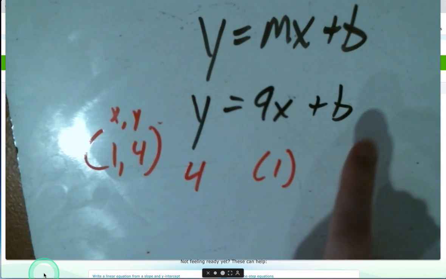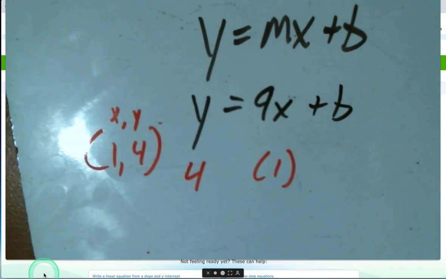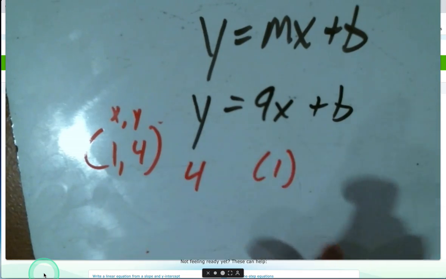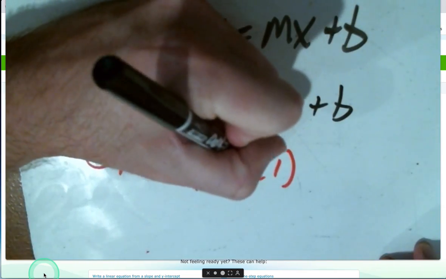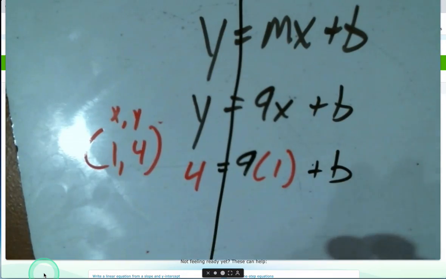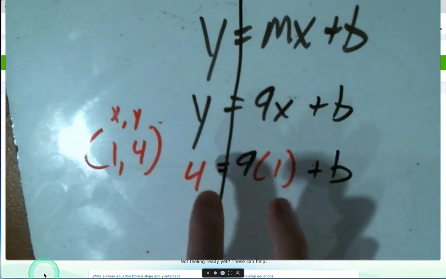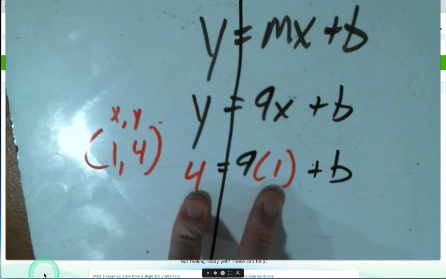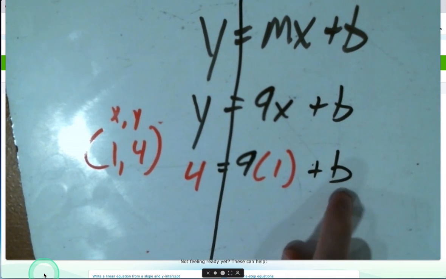In short, if this equation is going to be true for every point on this line, then when y is 4 and x is 1, this equation better work. And what happened there is we've just replaced the y and the x with numbers, one of the ordered pairs or solutions, and the only variable left is b, our y-intercept, the thing we wanted to know.